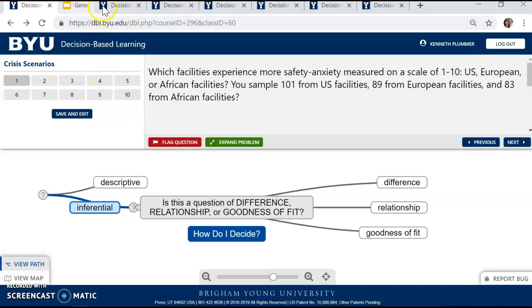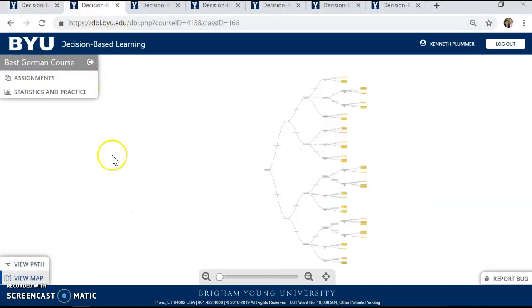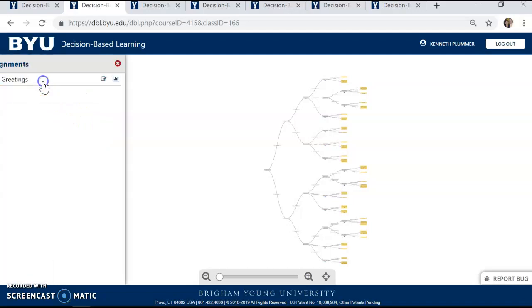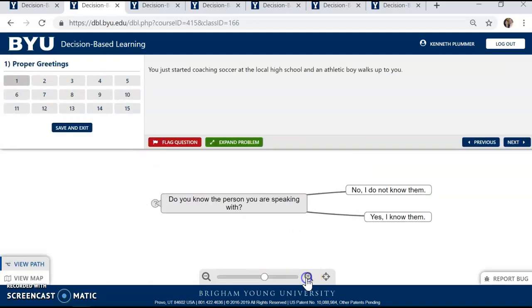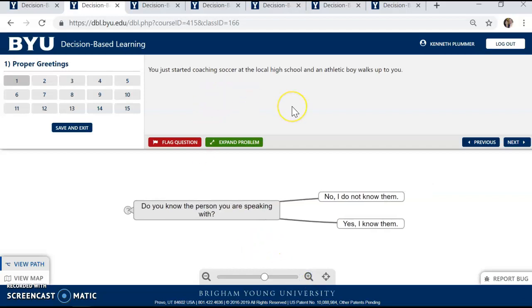Let's look at another example. This one is a German course, and here's where we're learning proper greetings. And so the learner reads the scenario, and this way they begin to conditionalize their knowledge, meaning that they will determine what course of action to take and how to speak or understand what they're listening to based on the conditions on the ground.